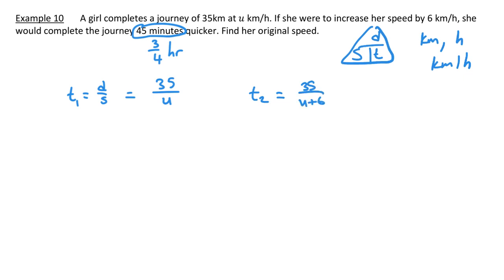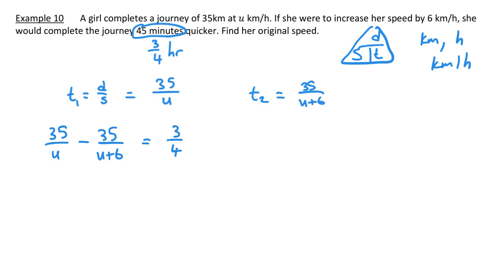And we know that's going to be quicker. So if we subtract our two times, our 35 over u and our 35 over u plus 6, the answer will be 3/4 of an hour. And then that's going to be our equation. So 35 over u minus 35 over u plus 6 equals 3/4.